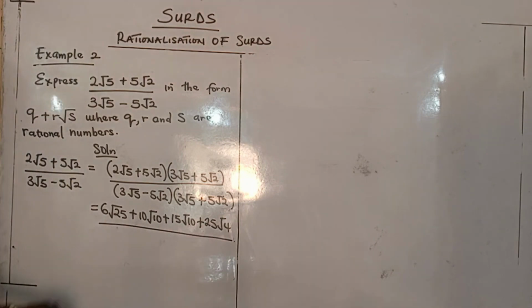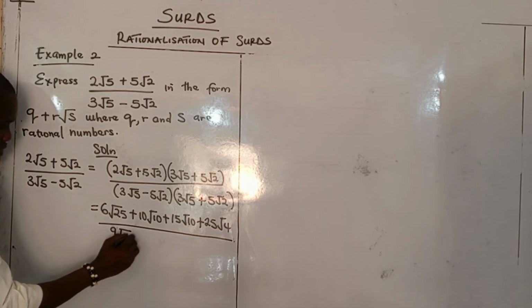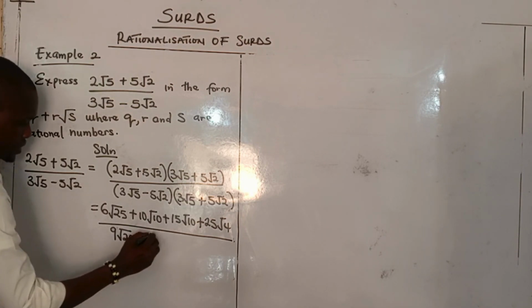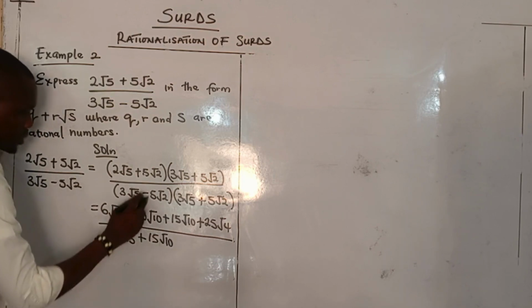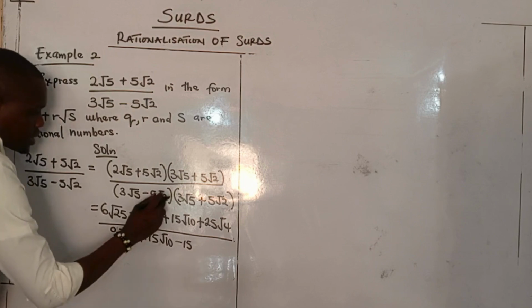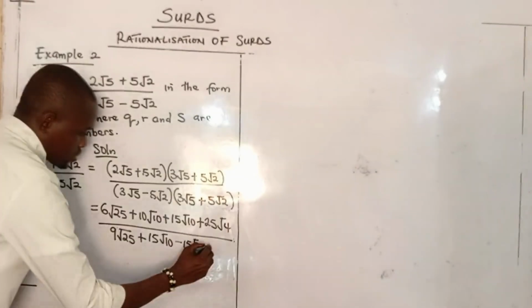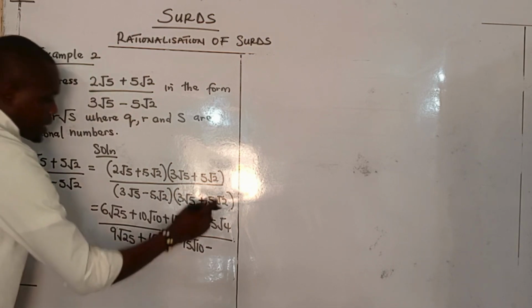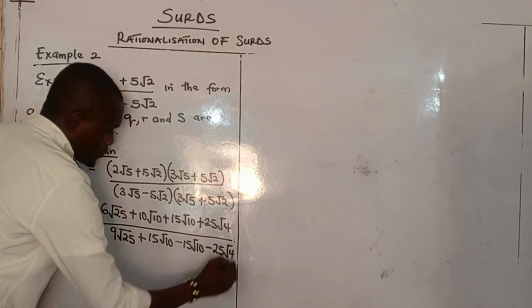All over 3 times 3 is 9. Then 5 times 5 is 25. Then plus 3 times 5 is 15. Then 5 times 2 is 10. Then we have minus 5 times 3 is 15. Then 2 times 5 is 10. Then plus and minus will give us minus. Give us minus 5 times 5 is 25. And then 2 times 2 is 4.